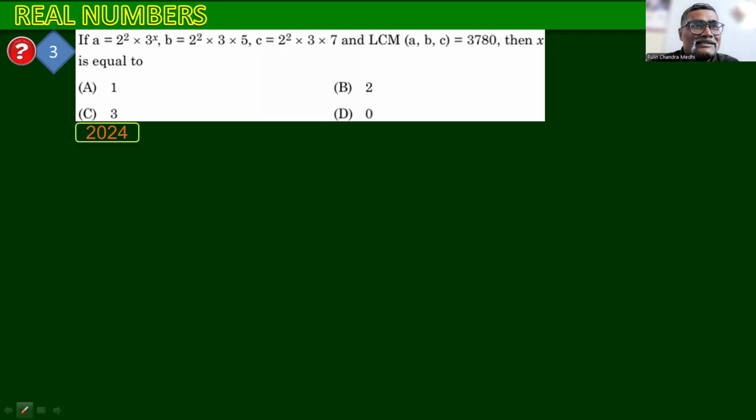Now next you come to the third problem. A equals 2 to the power 2 into 3 to the power x. This is the number A. B equals 2 square into 3 into 5. C equals 2 square into 3 into 7. They are asking for the value of x if they have given you the LCM. Okay, fine. Let us start. The LCM is 3780.